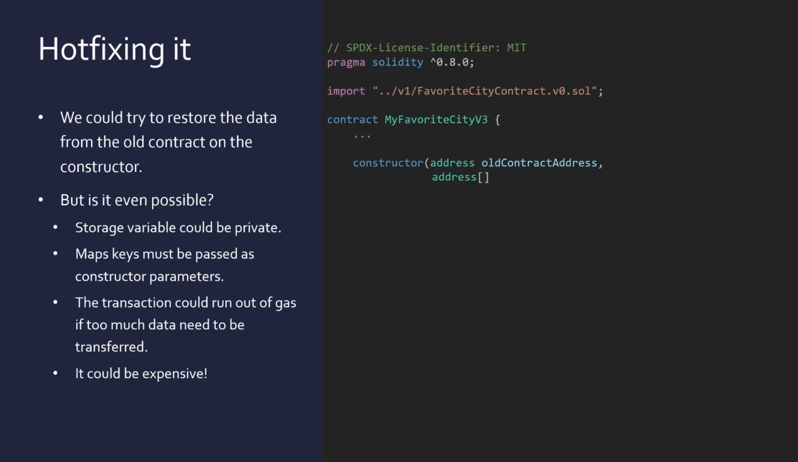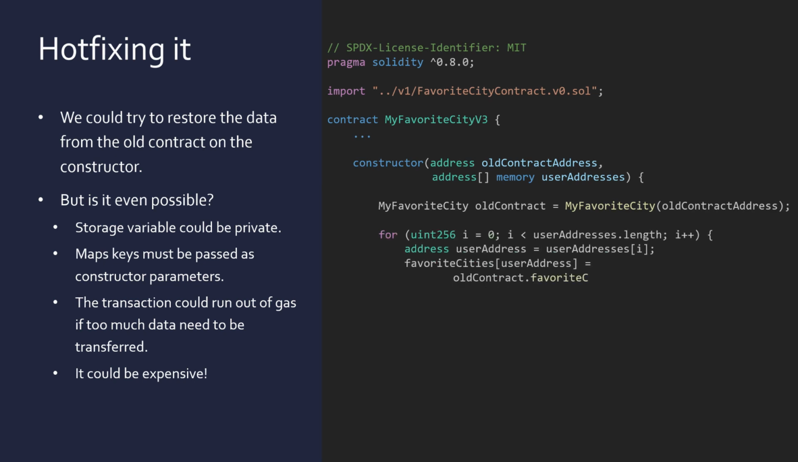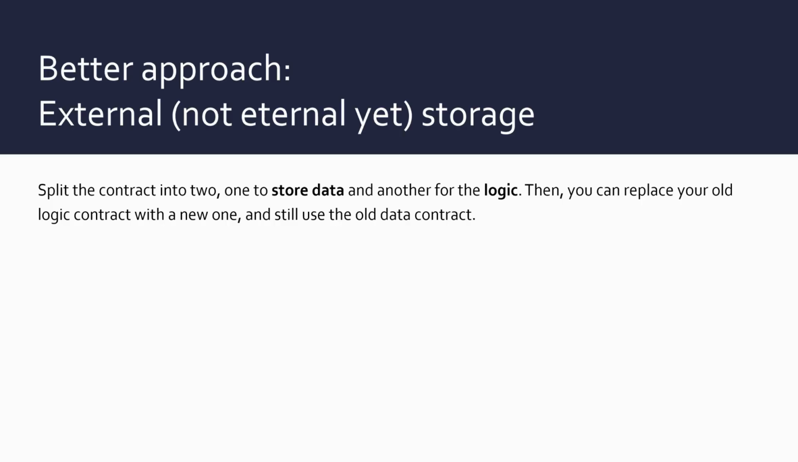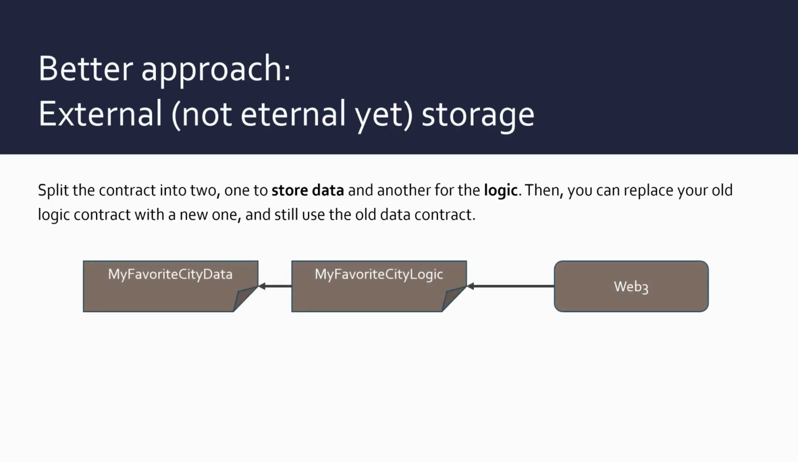We can try to hotfix it by transferring the data of the old contract to the new contract upon creation. This can be very difficult. Old contract properties might be private, map keys should be passed as constructor parameters. And even if we devise a way to restore all data from the old contract, the transaction could be very expensive, or even run out of gas. This is not a good solution. Let's try yet another approach.